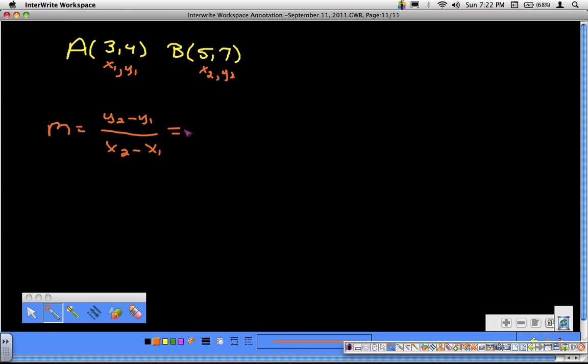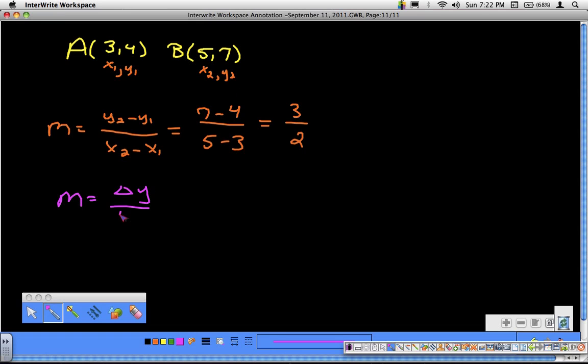So just substituting in, y sub 2 is 7, minus y sub 1, which is 4, all over x sub 2, which is 5, minus x sub 1, which is 3. And then simplify. 7 minus 4 is 3, 5 minus 3 is 2, and we've got our slope. Now again, my preference for these, especially if the numbers are fairly friendly, do the same thing, but you can do some of this in your head.